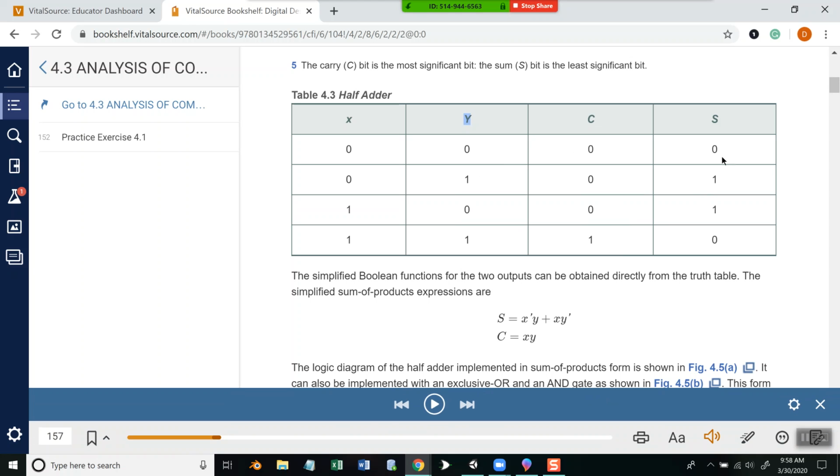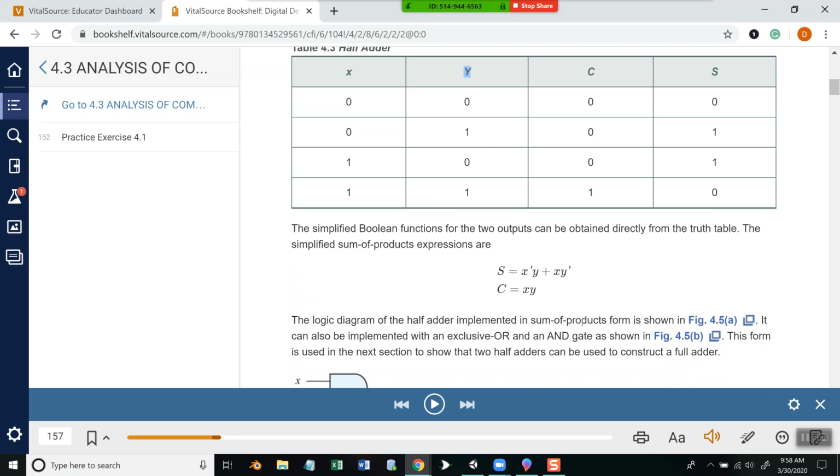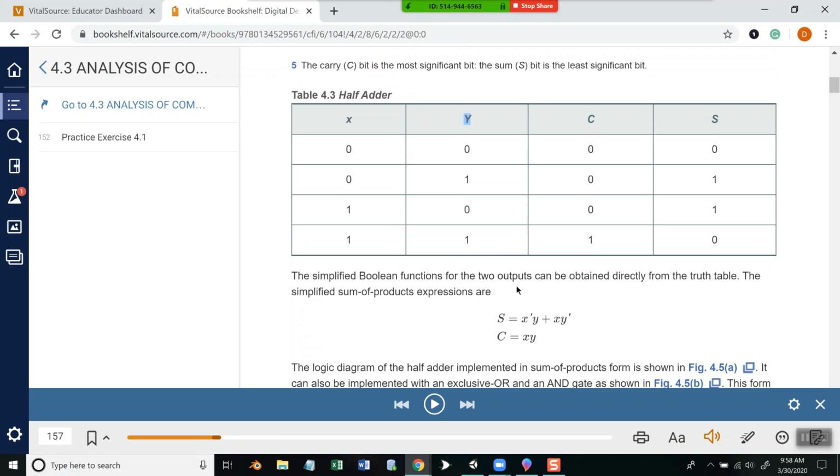What I saw for S, let's see. I don't think I would have seen S. But they give it to us. S is equal to X prime Y plus X Y prime. I probably would have figured it out.